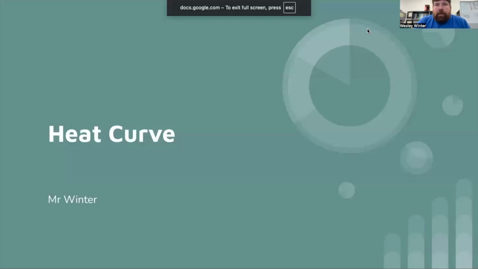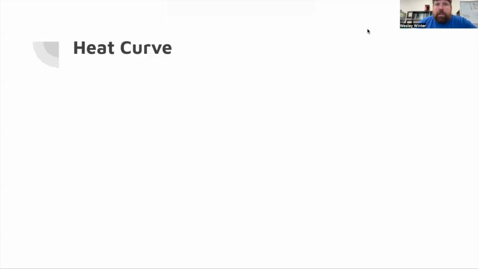All right, hello chemists. Today I'm going to show you guys how to draw heat curves and how to do calculations involving heat curves. All right, so here we go. A heat curve, as we talked about in class a couple days ago, is always going to have this kind of layout.